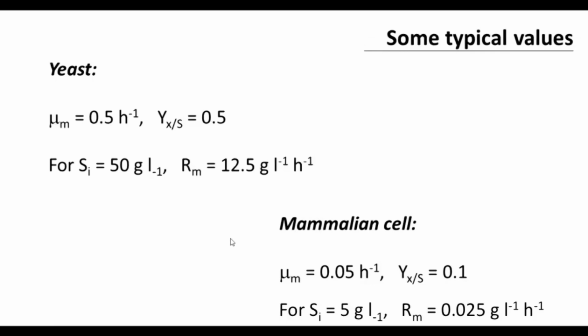0.025 gram per liter per hour. So here you get 12.5 gram per liter per hour as a typical productivity in yeast, and here you can only expect 0.025 gram per liter per hour. You see the change in the magnitudes.